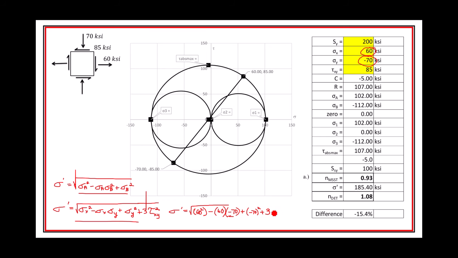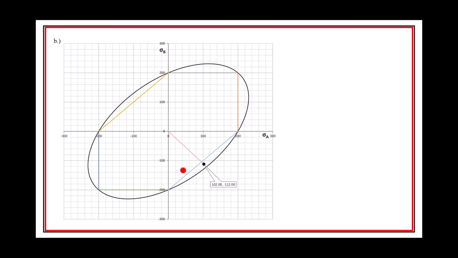Oh, I need to actually put a value in here. That's going to be the 85, right? So you put the 85 in here and square it. Boom. So that's how I got this value right there. And then just divide the yield strength by the von Mises, and that gets us 1.08. Note that there's a 15% difference between those safety factors based on these two different theories. It's a really good idea to plot this out on the failure loci here.